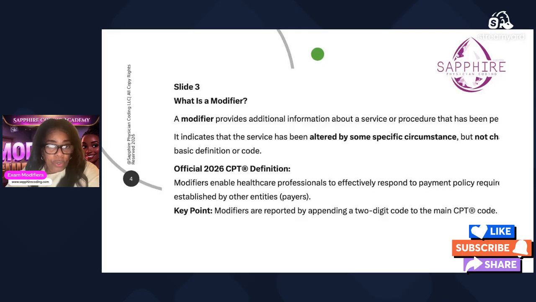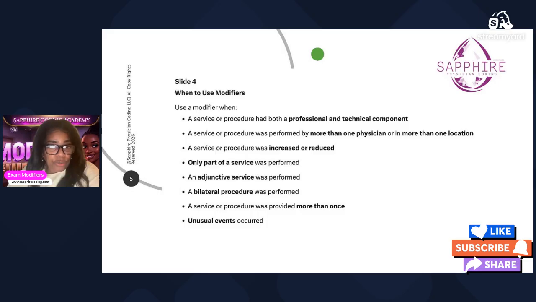Okay. So, what is a modifier? A modifier provides additional information about a service or procedure that has been, it's a little bit cut off right there, but it indicates that the service has been altered. Most of us already know that. But some of you are new to the classroom, and you might not have seen the billing before, might not have seen the coding before, or even HCPCS, or even have knowledge of a modifier. I don't know why that's cut off; we'll check that out when we finish.